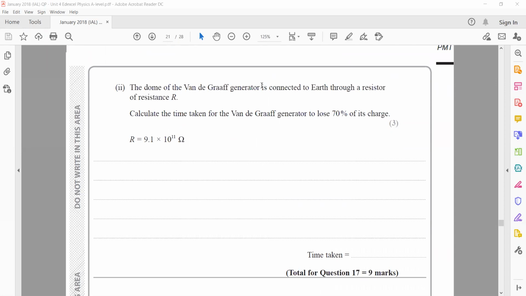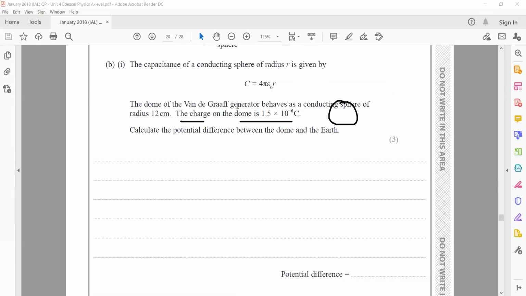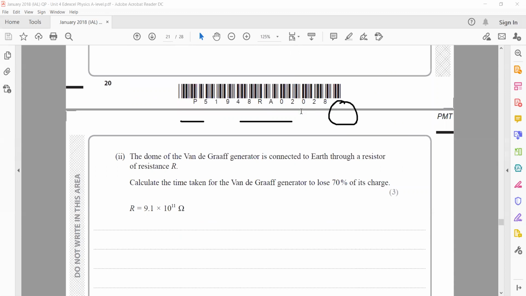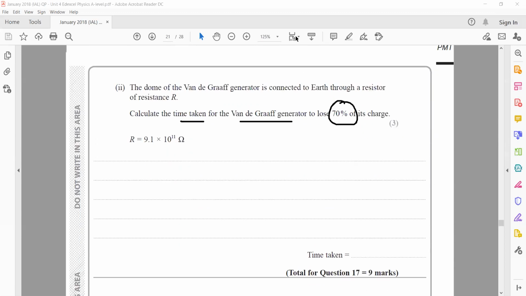The dome of a Van de Graaff generator is connected to earth through a resistor R. Calculate the time taken for the Van de Graaff generator to lose 70% of its original charge. So how will we get 70% of its original charge? This is the maximum charge the dome can have, which is 1.5 times 10 to the power minus 6. Or you can also use this formula: Q equals Q naught e raised to the power minus t over RC.